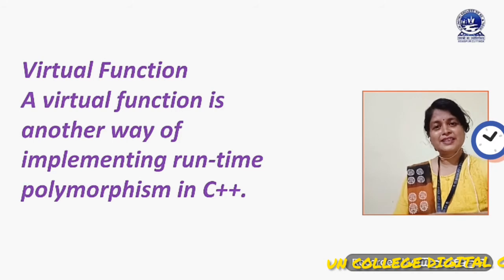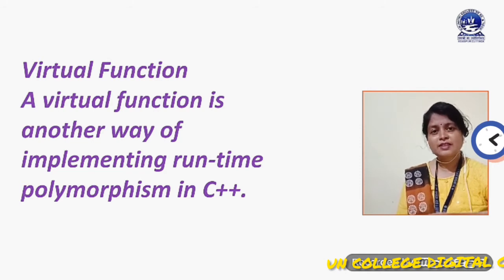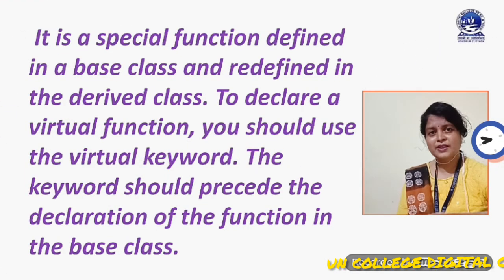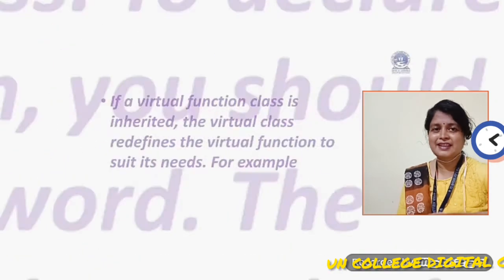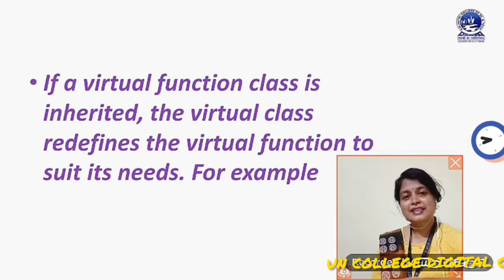Now I am going to discuss another way of implementing runtime polymorphism. It is a very interesting, very powerful mechanism, and it is the virtual function. A virtual function is another way of implementing runtime polymorphism in C++. It is a special function defined in a base class and redefined in the derived class. To declare a virtual function, we should use the virtual keyword. The keyword precedes the declaration of the function in the base class. If a class containing a virtual function is inherited, the derived class redefines the virtual function to suit its need.